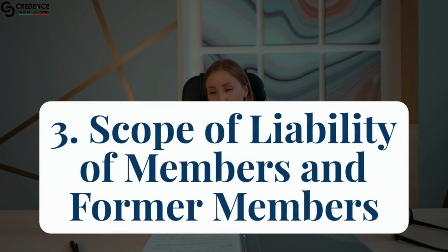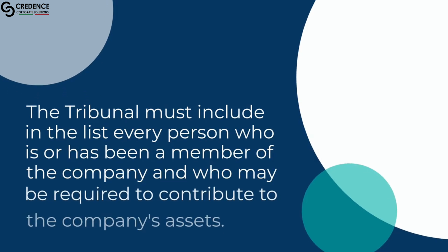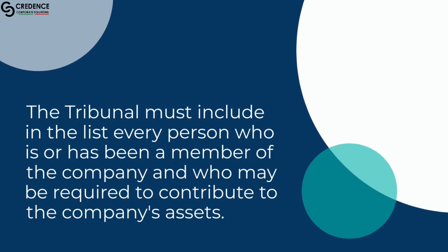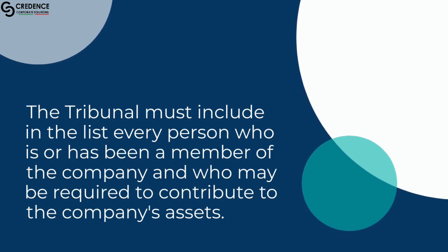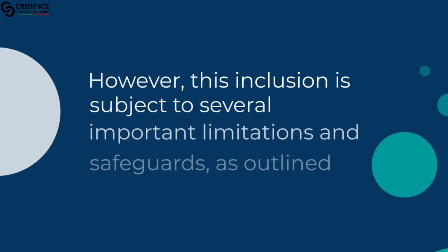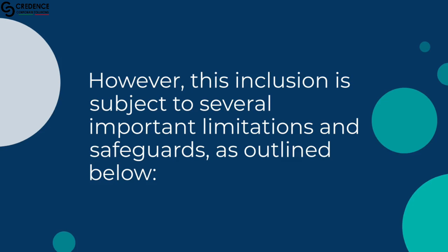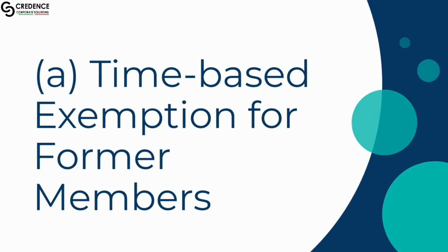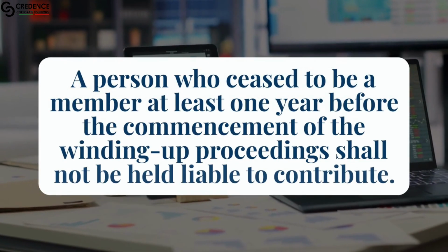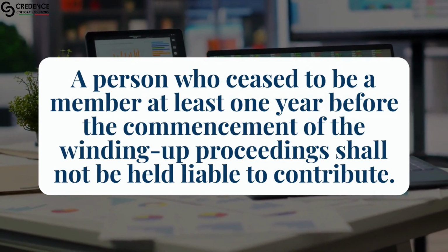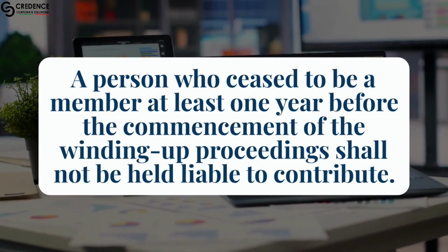3. Scope of liability of members and former members. The tribunal must include in the list every person who is or has been a member of the company and who may be required to contribute to the company's assets. However, this inclusion is subject to several important limitations and safeguards, as outlined below. A. Time-based exemption for former members. A person who ceased to be a member at least 1 year before the commencement of the winding-up proceedings shall not be held liable to contribute.